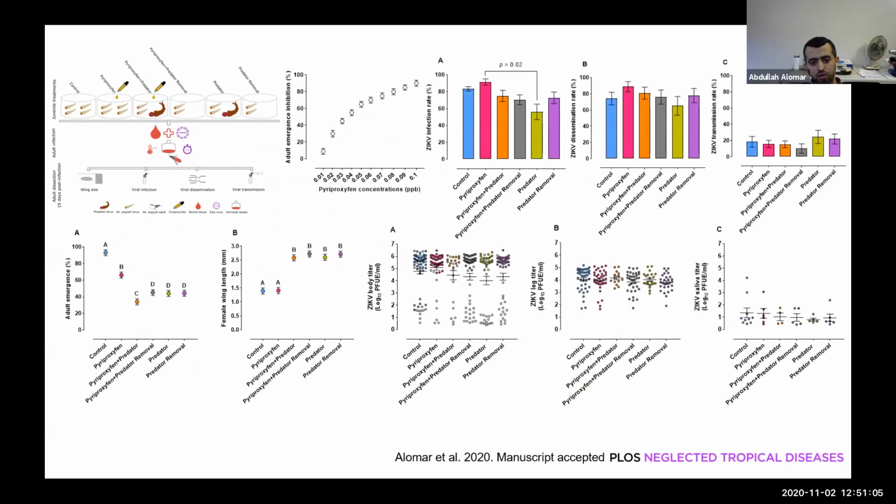The result of this experiment revealed that adult mosquitoes exposed to the Toxorhynchites predator during the larval stages had lower susceptibility to Zika virus infection than other treatments. However, significant differences were observed only between the predator and pyriproxyfen treatments.